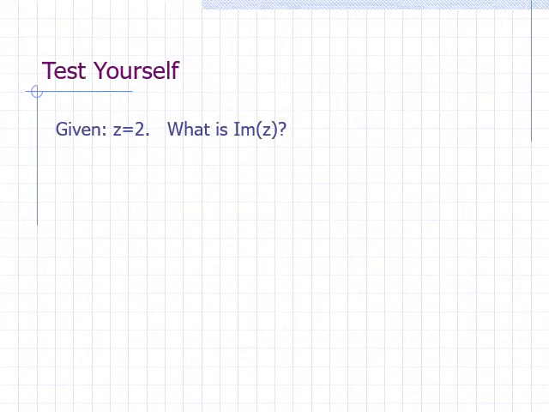Given that z is equal to 2, what is the imaginary part of z? We can write z as 2 + 0 times i. Therefore, the real part of z is 2, and the imaginary part is 0.